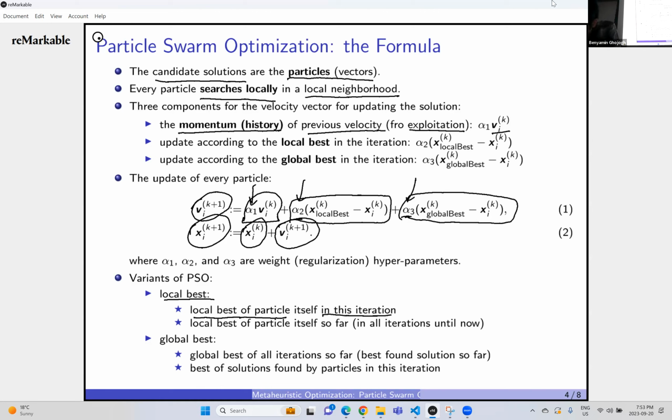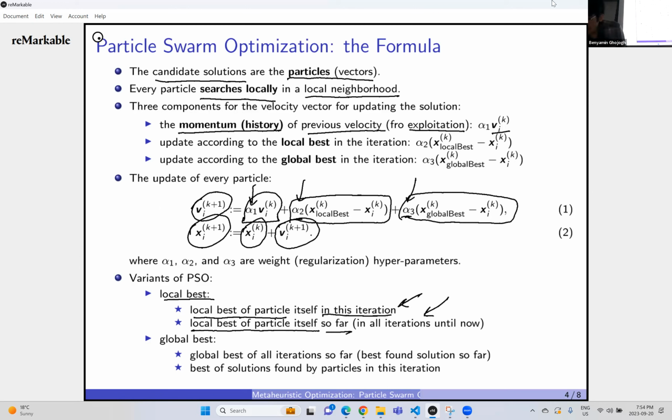So it can be the local best of the particle itself in this iteration, or it can be the local best of the particle itself so far, in all iterations so far. In the first iteration, I found plastic. In the second iteration, I found, say, copper. And then assume that so far I never found a better solution than copper. Then I say my local best is copper. Do you see the difference between these two? This one is my best finding in this iteration. This is my best finding so far.